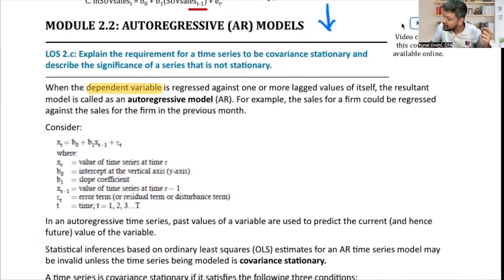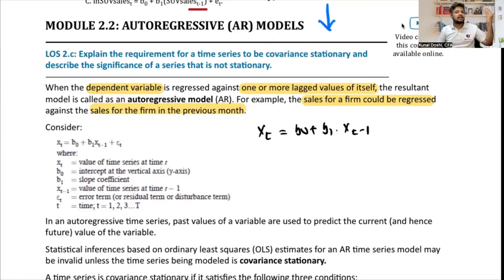So when the dependent variable is regressed against one or more lagged values of itself. So let's say the value of the index today is based on the value of the index last year. When that is the case, it's called AR model or auto-regressive model. For example, the sales of a firm could be regressed against the sales of the firm in the previous month. So here, guys, my xt is b0 plus b1 x t minus 1, t minus 1, past year.